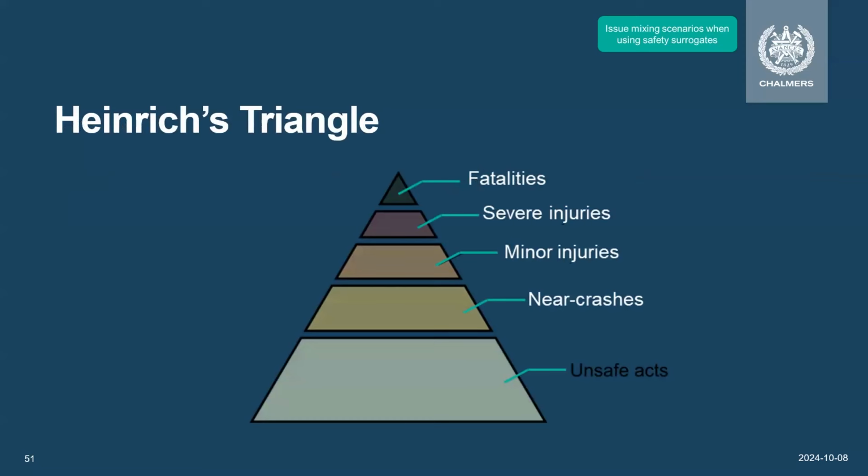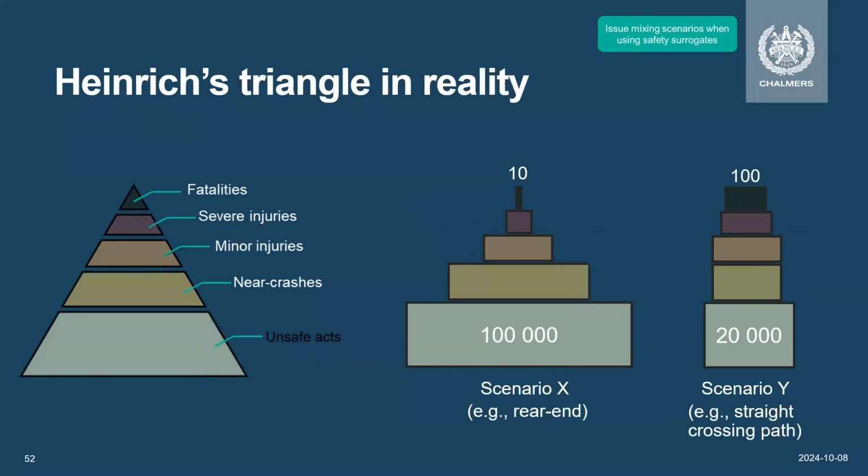I guess many of you will know about the Heinrich triangle, which is this assumption about fatalities being very few at the top, and going all the way down to some benign events, here called unsafe acts. So that's a pyramid with more and more going up. This is the traditional way of looking at it. It's quite old, and it's the foundation for many of the conflict theories and things like that. So that's why we can use safety surrogates. But what does it look like in reality?